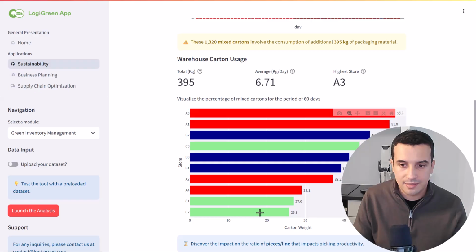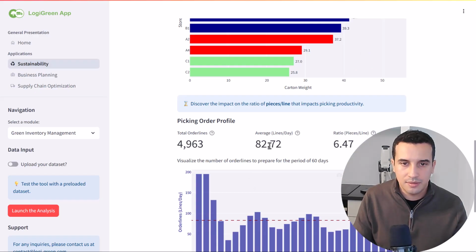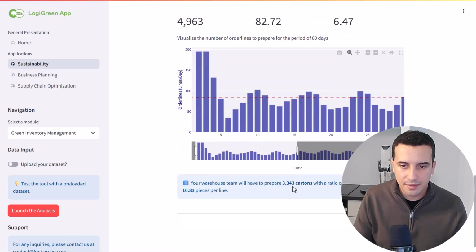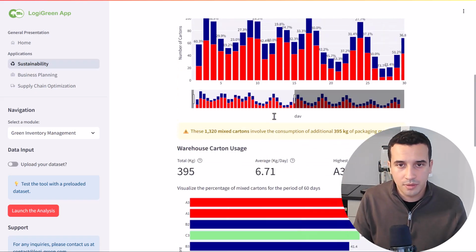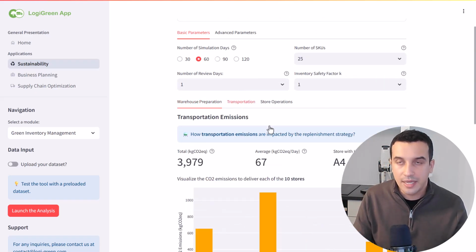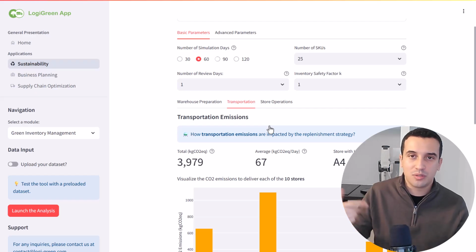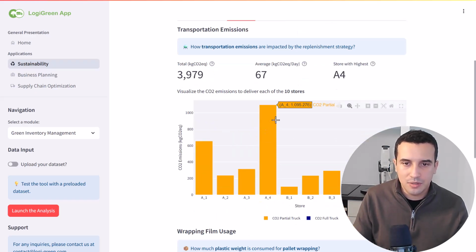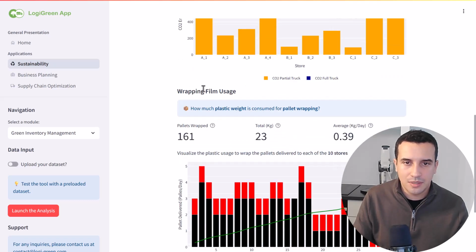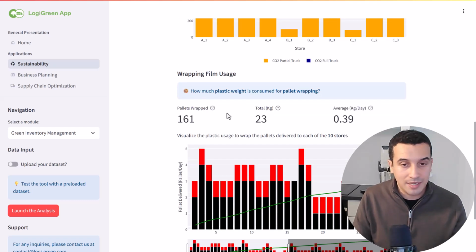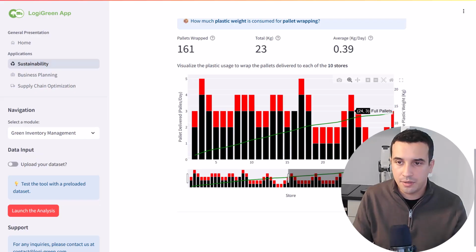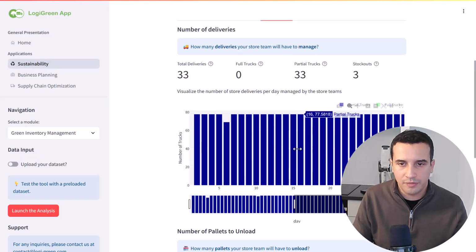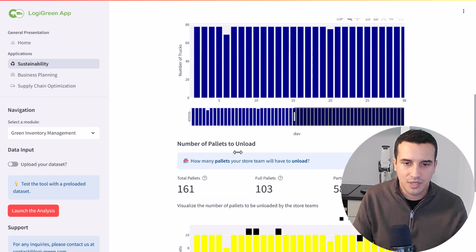And what you can see here is that C2 is really a bad student. Here you have the picking order profile. So this number of lines per day is directly linked to the warehouse productivity. I didn't talk about that, but green inventory management also improves the productivity of your operators in the warehouse. And here you calculate the emissions per store, the usage of wrapping film. I didn't talk about that either, but this is another environmental indicator. And in the store operations, the number of trucks that you need to manage and the number of pallets you need to unload.